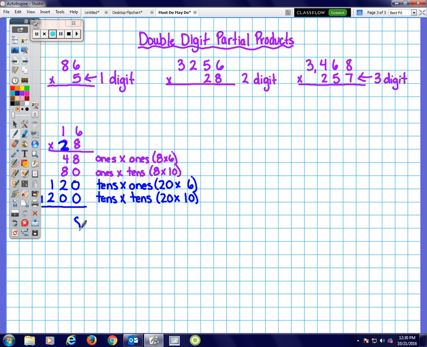So then I have 8, 14, and 4. So my answer is 448. Okay, so you could probably figure out that if this 16 was a 3-digit number, I would just keep going and multiplying it out to the hundreds place. But like I said, we'll do that next week.